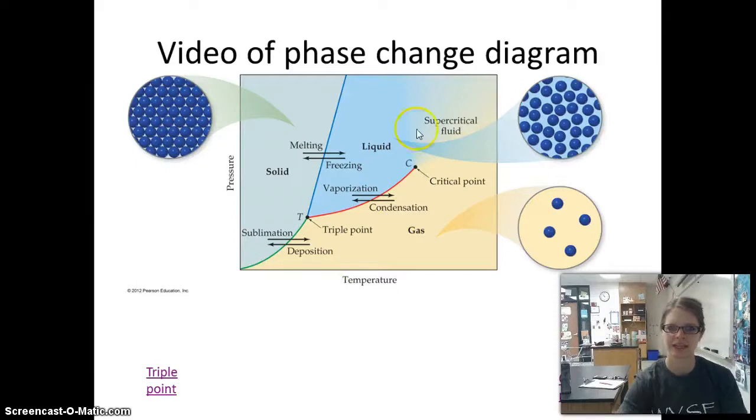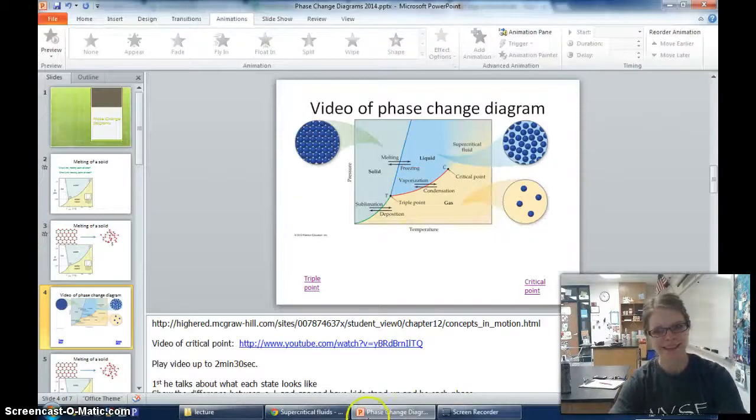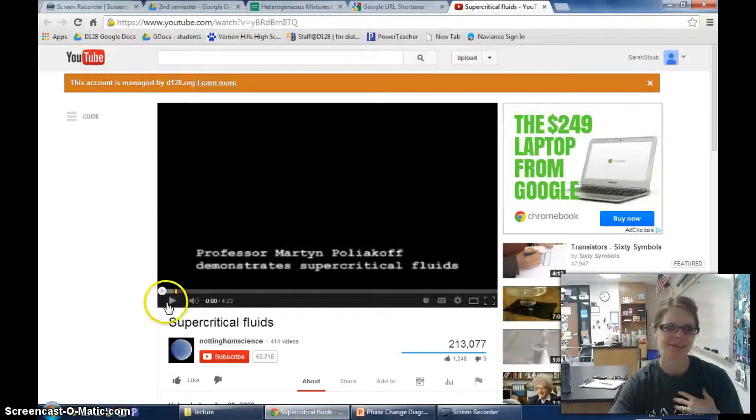Another one to look at is this supercritical fluid. This right here, notice the line of the liquid and gas has gone up, but now it's at a set point. It's called the critical point. That's the point where we can't tell, is it a liquid? Is it a gas? I can't really tell what it is. This professor is going to tell us about it.